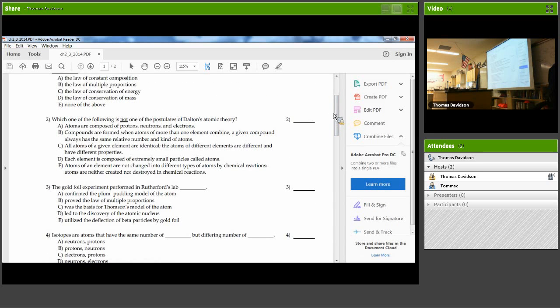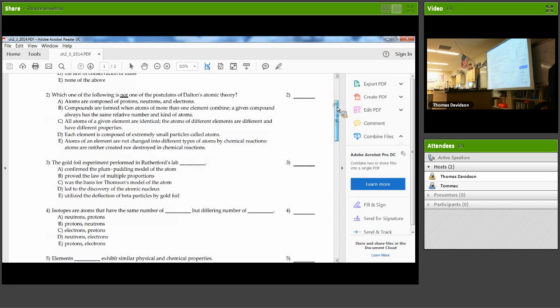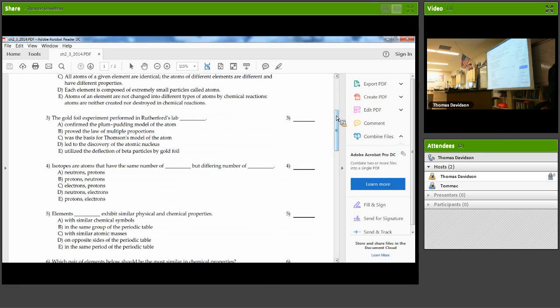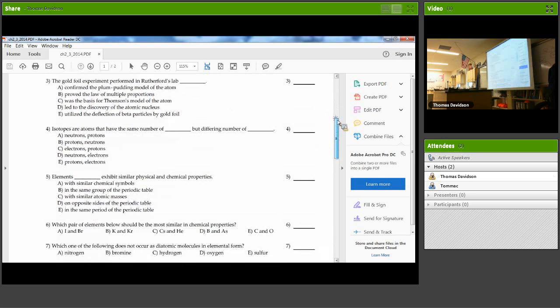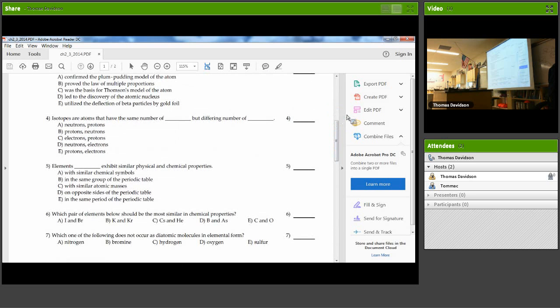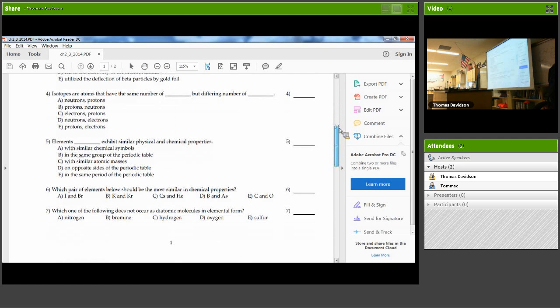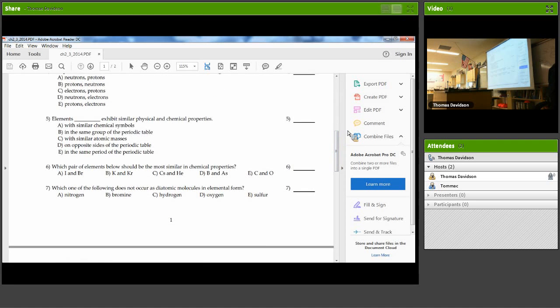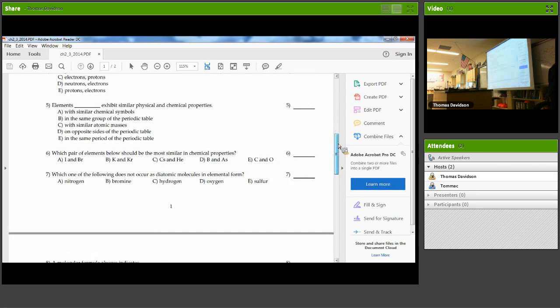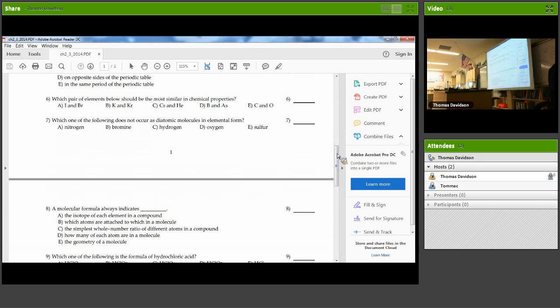Which of the following is not one of the postulates of Dalton's atomic theory? I asked you this in a quiz earlier, a long time ago. The gold foil experiment performed in Rutherford's lab, yada, yada, yada. Isotopes are atoms that have the same number of blank but different numbers of blank. Elements blank exhibit similar physical and chemical properties. Which pair of the elements below should be most similar in chemical properties?